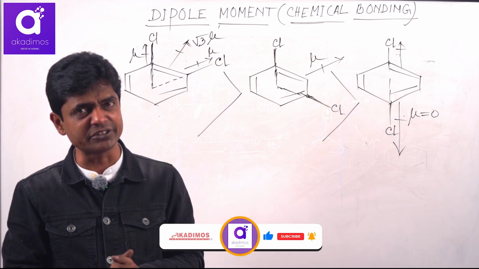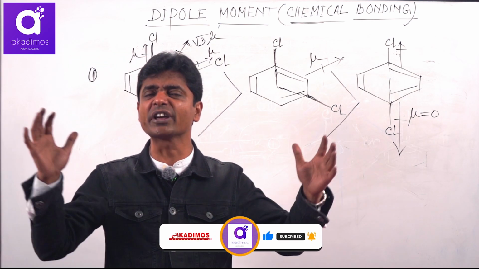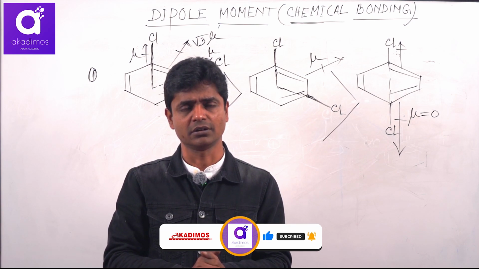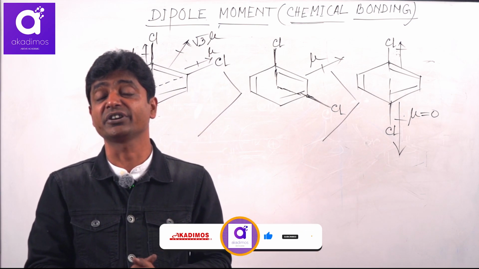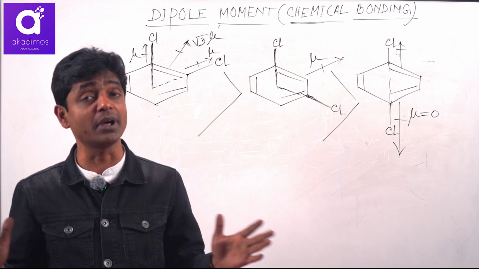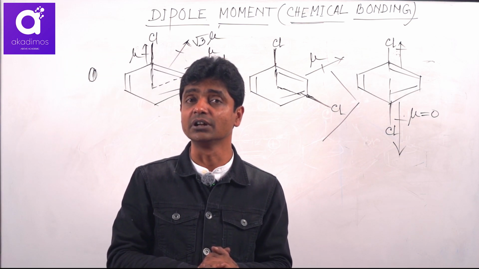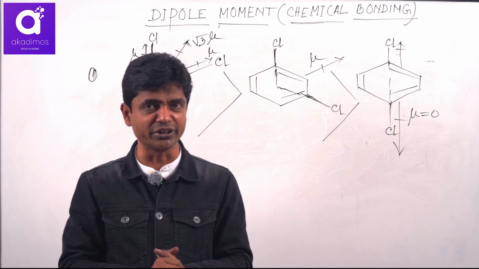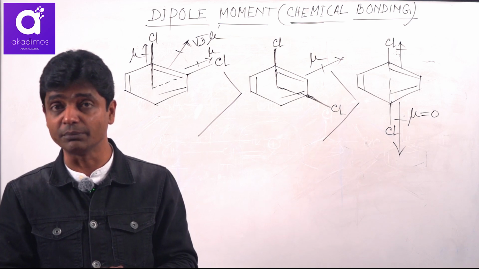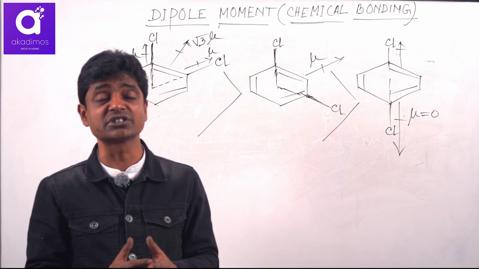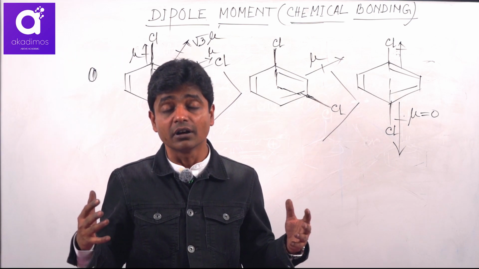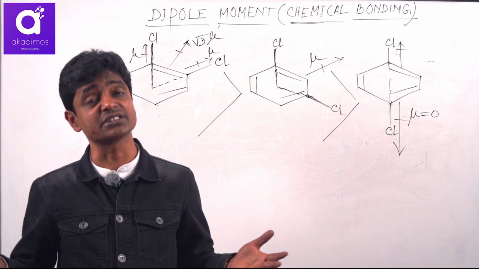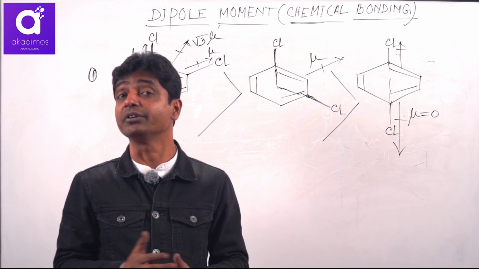If time permits, I'll discuss many more examples. By taking the concept of bond moment and dipole moment, I'll apply the shape of the molecule. You will get an idea about the boiling point. Also, you will get an idea about the stability. So many examples are there that, if time permits, I'll discuss in the next part of the dipole moment video.